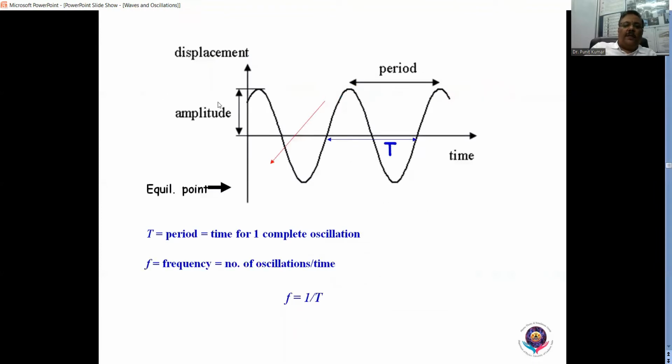You can see the same thing. Maximum displacement is the amplitude. The time required to travel one wavelength is the time period. And the inverse of the time period is the frequency, that is, the number of oscillations in unit time.